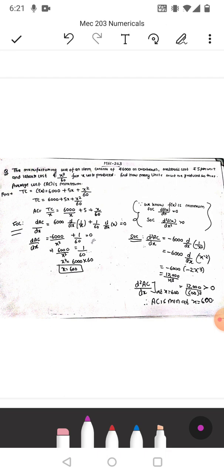फर्स्ट ऑर्डर कंडीशन निकालेंगे dAC बाई dx, तो we get माइनस 6,000 डिवाइड बाई x स्क्वायर प्लस 1 बाई 60 इक्वल्स टू 0. इधर we get after solving x इक्वल्स टू 600. सेकंड ऑर्डर कंडीशन after solving we get 12,000 divided by x cube. So d square AC upon dx को at x equal to 600 would be 12,000 divided by 600 का cube, which is greater than 0. Therefore AC is minimum at x equals to 600.